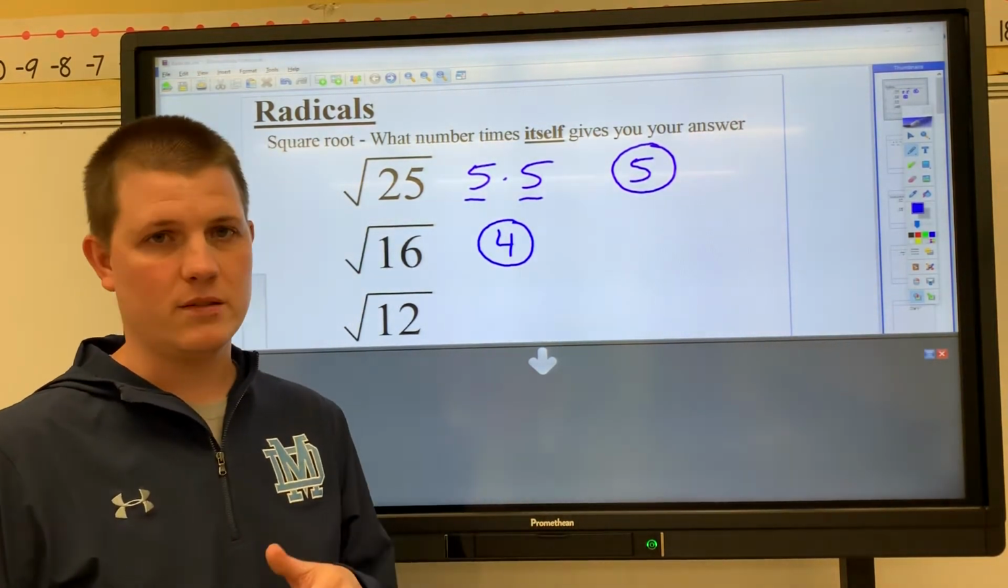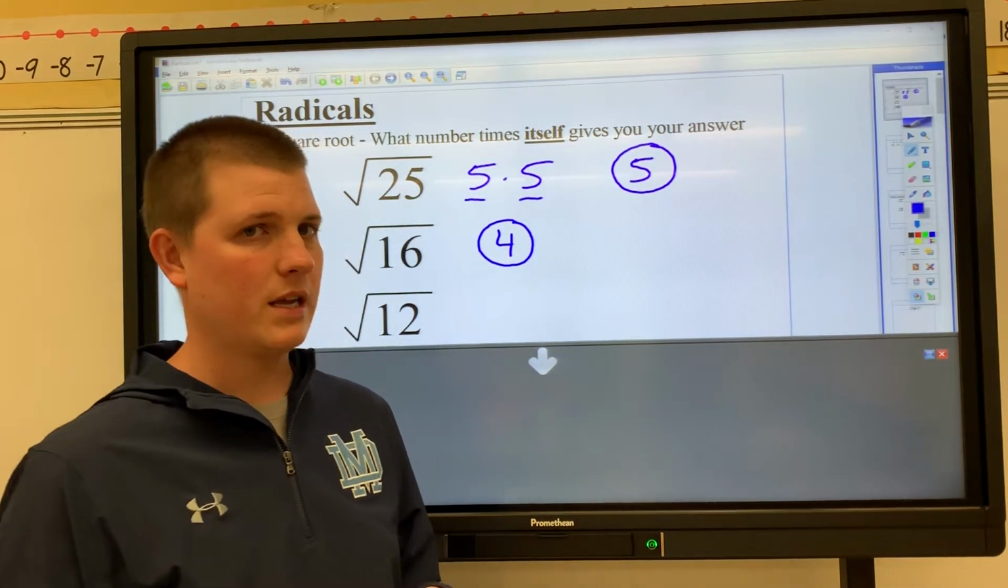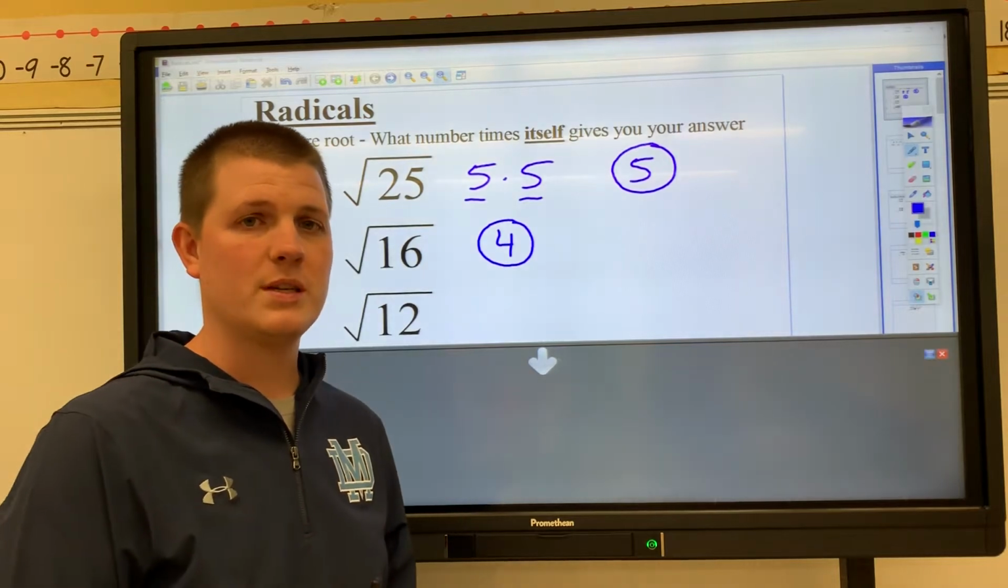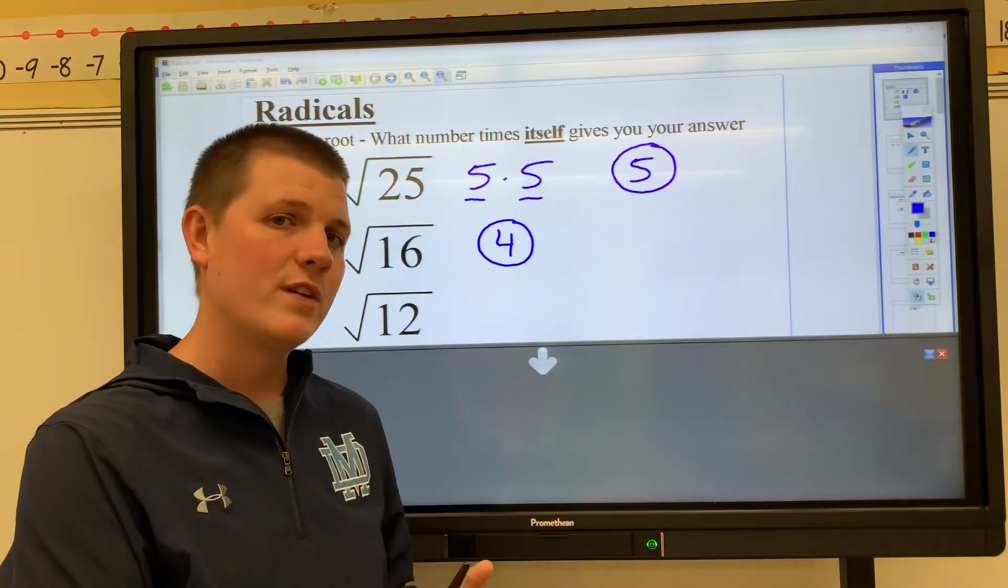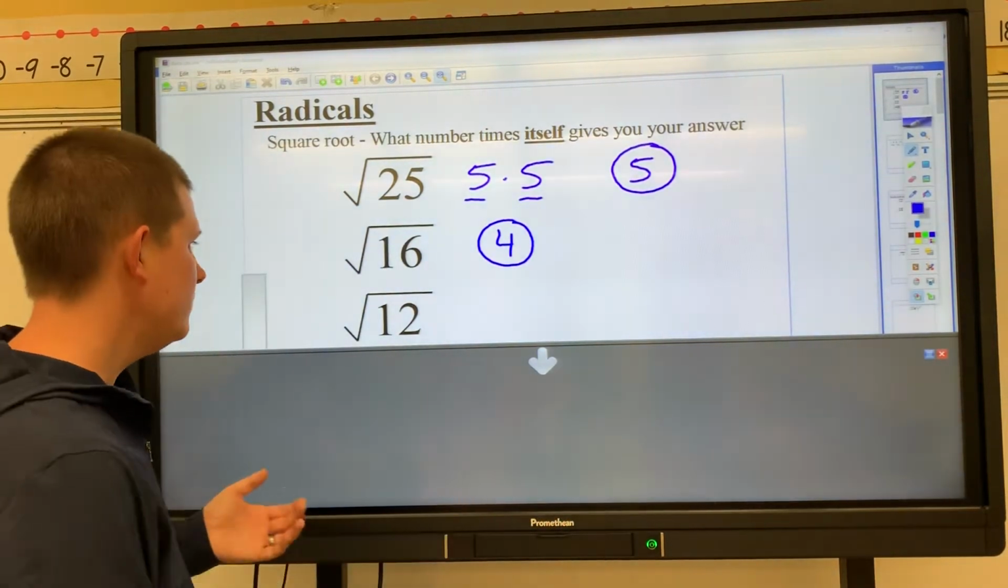Something times something else could give us 12, but the same number times itself is not going to give us 12. We can do 4 times 3, we can do 6 times 2, but no number times itself gives us 12. So the square root of 12 is nothing. There is no square root of 12.